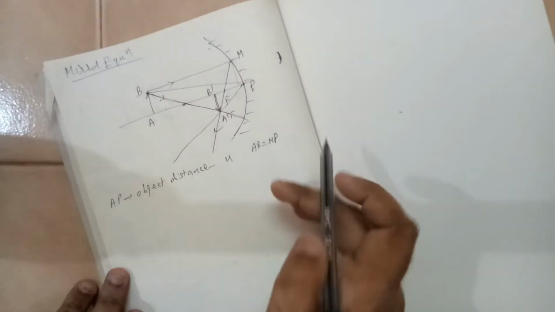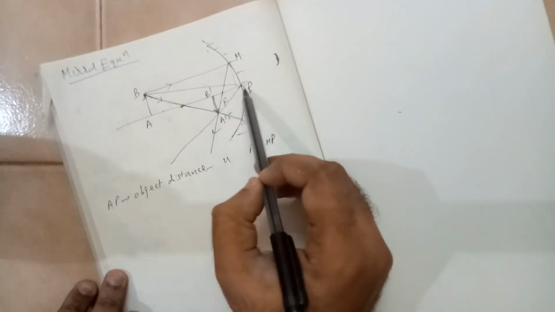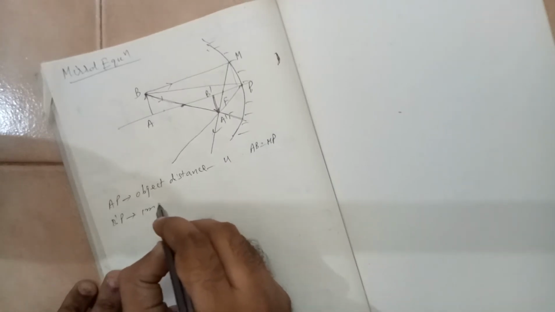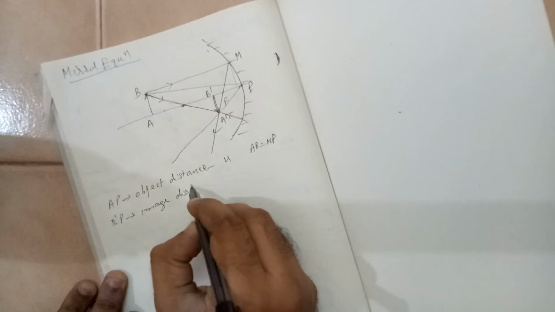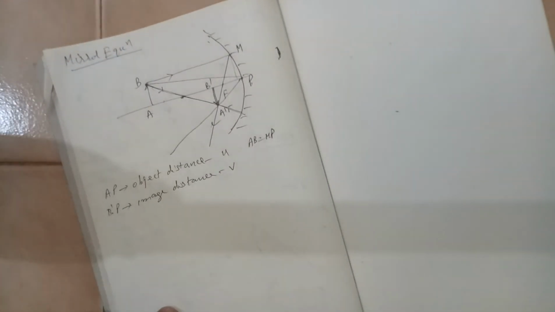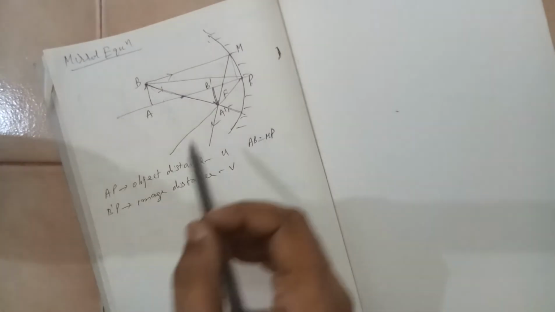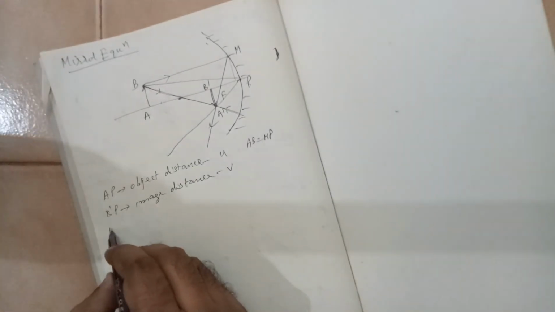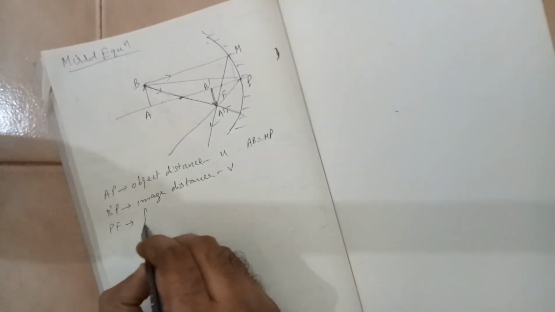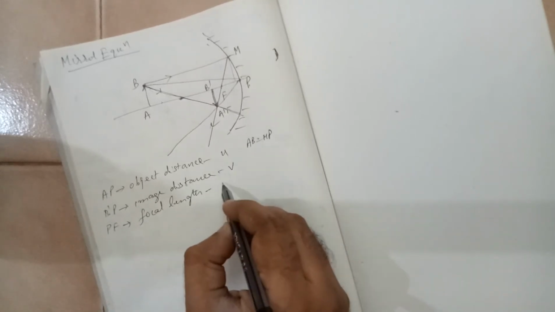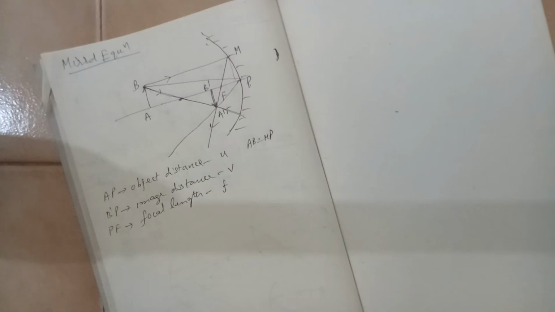Okay. Now B dash P is called image distance, and it is denoted by V. And you have another, PF, it is called focal length, denoted by F. So these are standard notations.